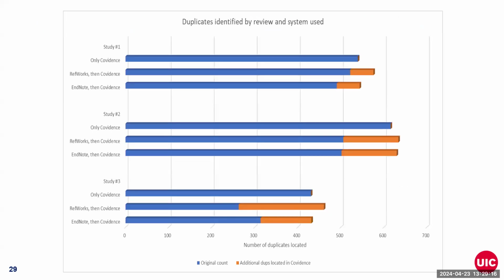In terms of the number of duplicates found, this is how they compared for each of the studies we did, where each study is a separate review: review 1, review 2, review 3. In blue is just using one of the systems. For RefWorks and EndNote, we also put the remaining files into Covidence, and if Covidence flags additional ones, that's what's in orange.